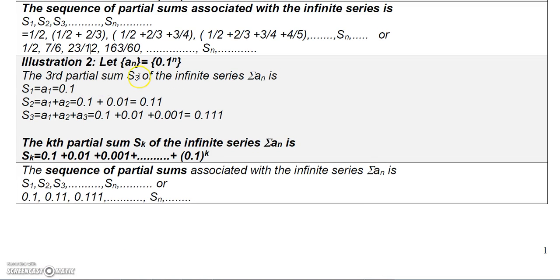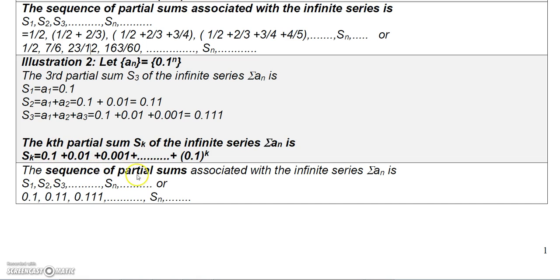Here's another example. Let's say the sequence is 0.1 to the n. Then the first partial sum would be 0.1 to the first. The second partial sum would be 0.1 to the first plus 0.1 to the second. The third partial sum would be 0.1 to the first, 0.1 to the second, 0.1 to the third, and so forth. So the kth partial sum would be the first term, which is 0.1, then the second term, 0.01, then the third term, 0.001, and so forth, out to 0.1 to the kth power. That would be the kth partial sum.